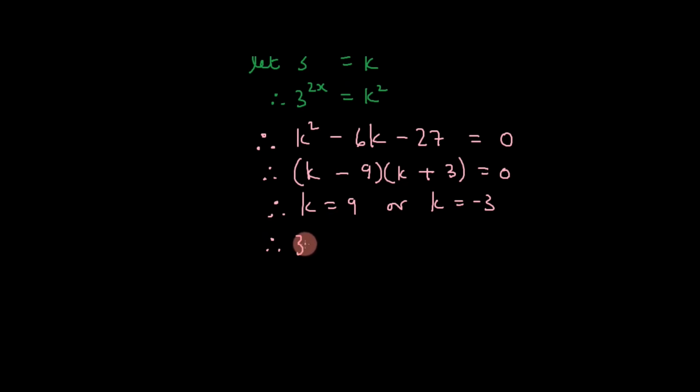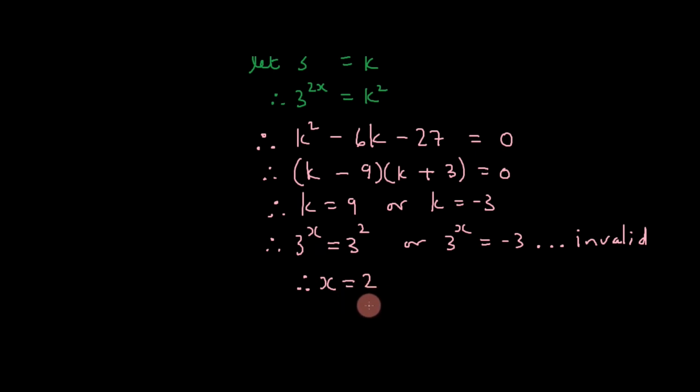So 3 to the x equals 9, which we can write as 3 squared. Or 3 to the x is negative 3. This is going to be invalid. And here the bases are the same, so the powers must be the same. So x is equal to 2 only.